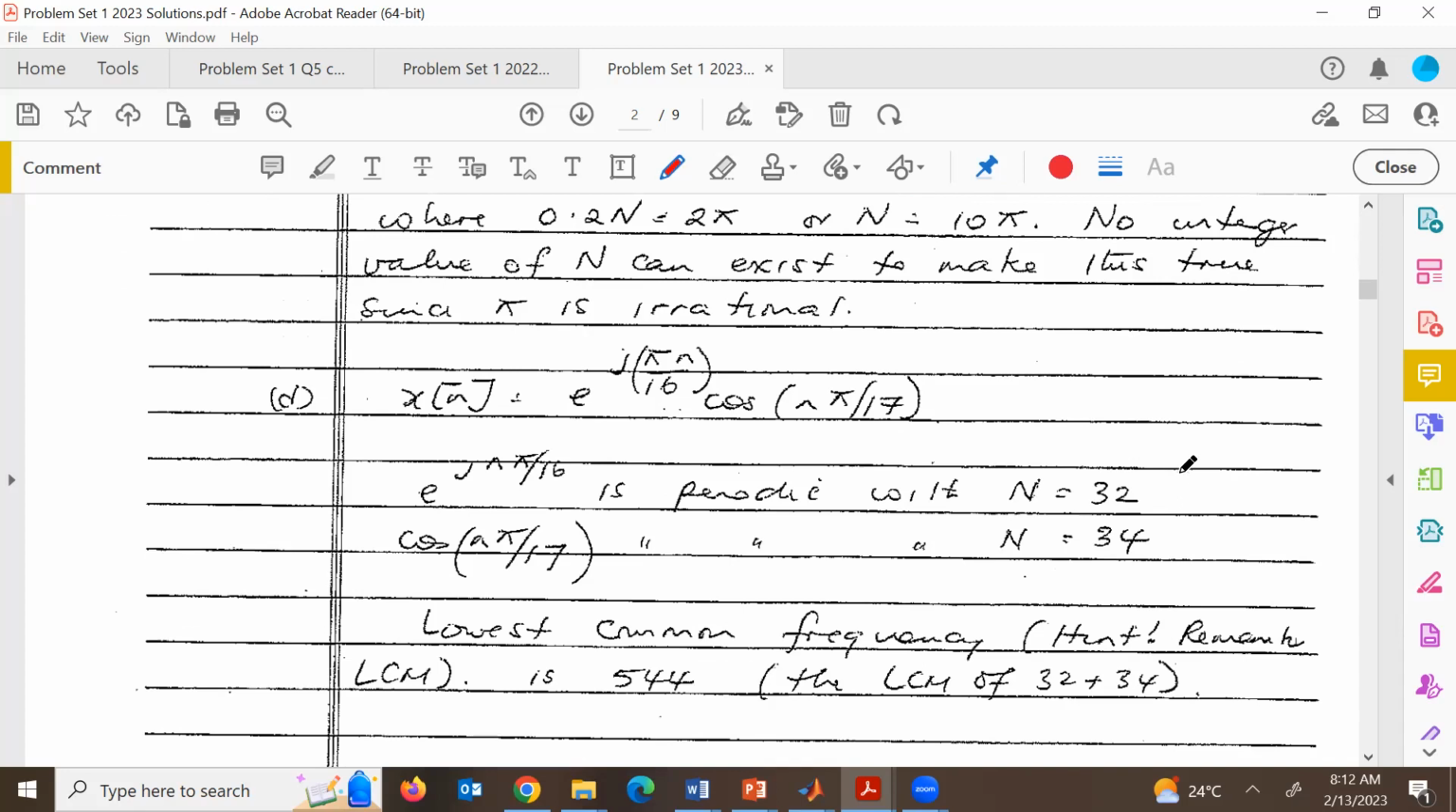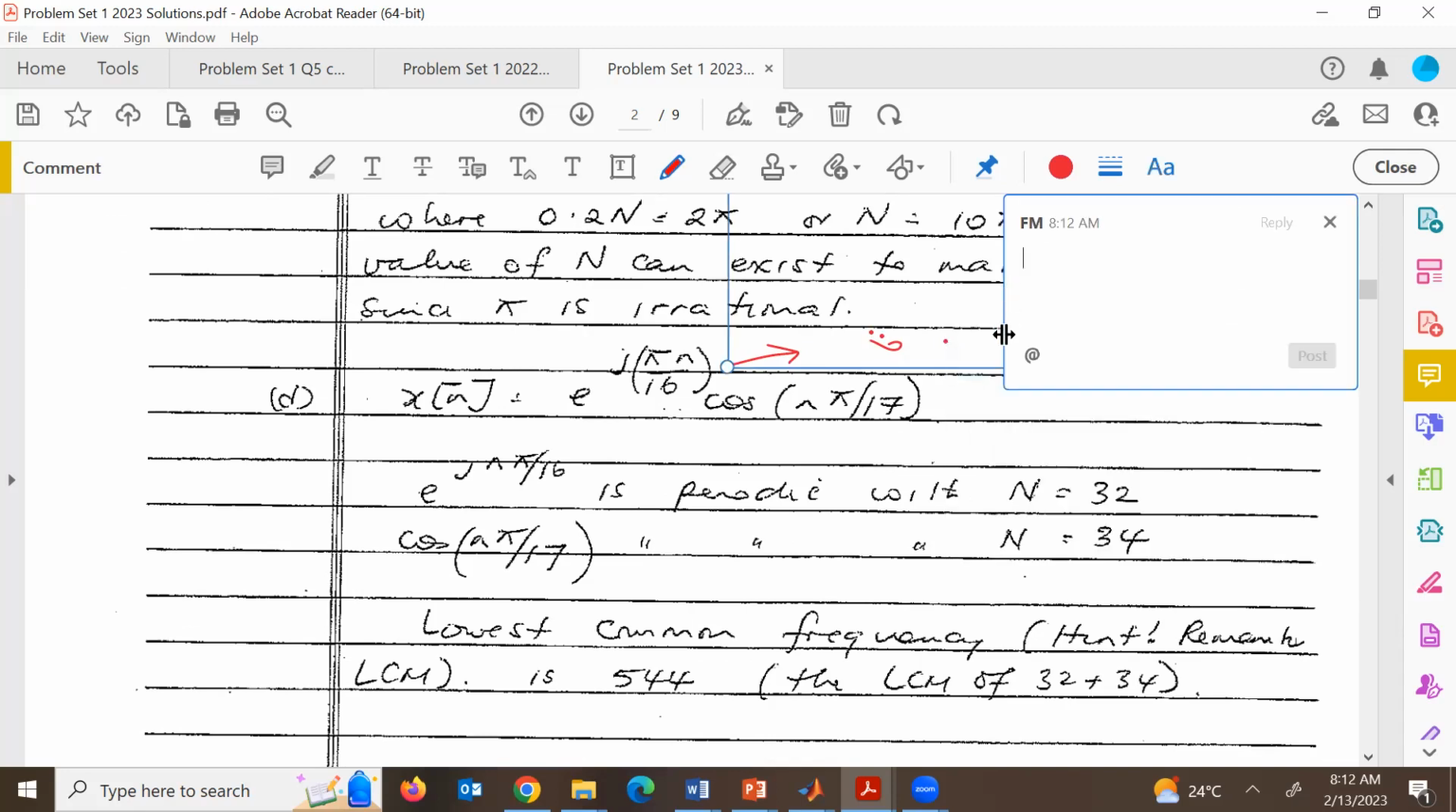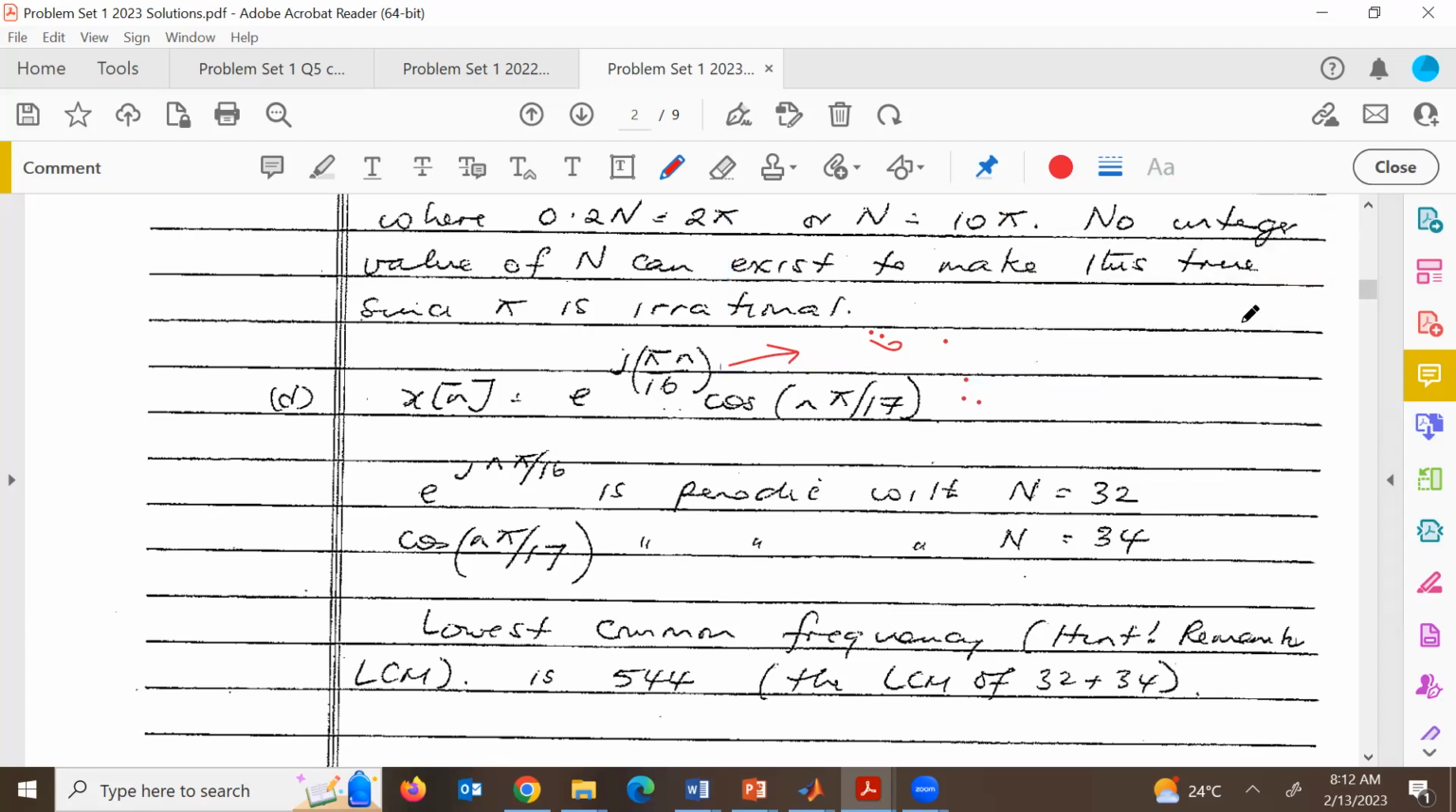This one, e to the j pi n over 16 plus cosine n pi over 17. Remember, e to the j theta is cosine plus j sine. So this is really cosine pi n over 16 plus j sine pi n over 16, right?